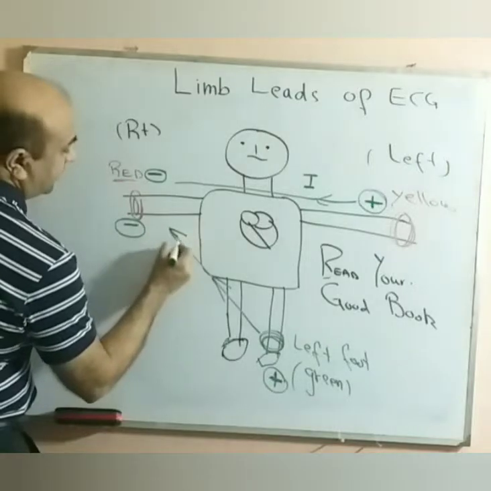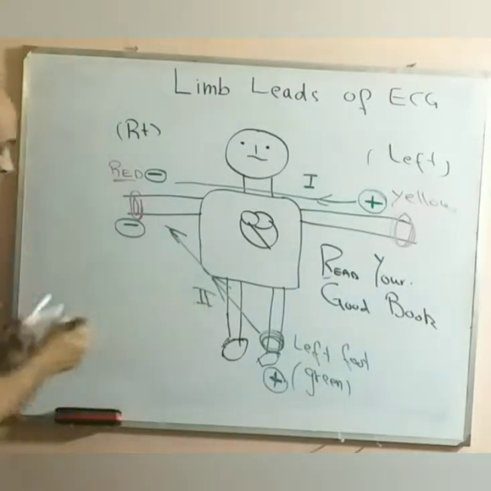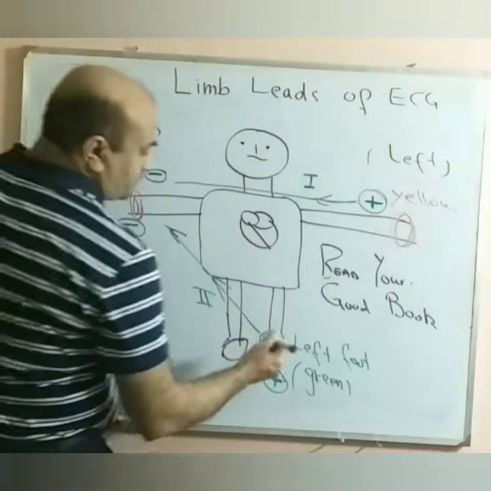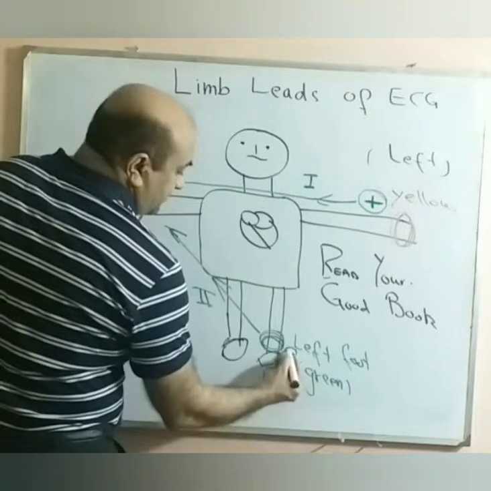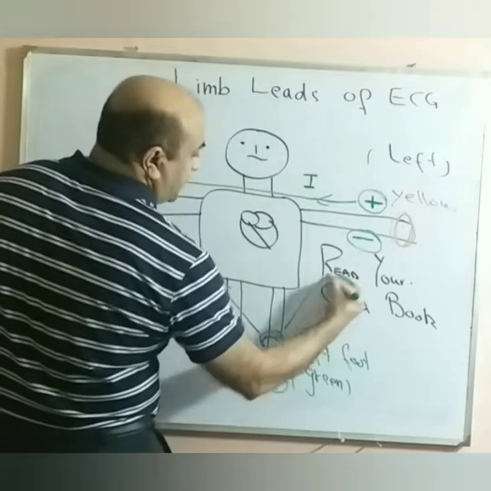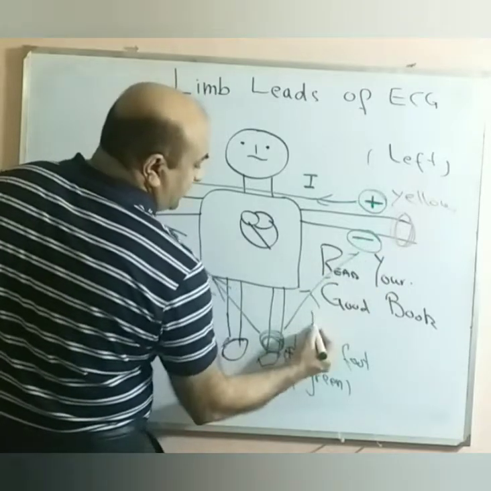Limb lead 2 is another bipolar lead having two poles, a positive pole on the left foot and a negative pole on the right arm. So it was another bipolar limb lead which was located between the left foot and the right arm. The third limb lead, which once more is a bipolar limb lead, had its positive pole on the left foot and its negative pole on the left arm, and it is located here. It was looking like this, lead 3.